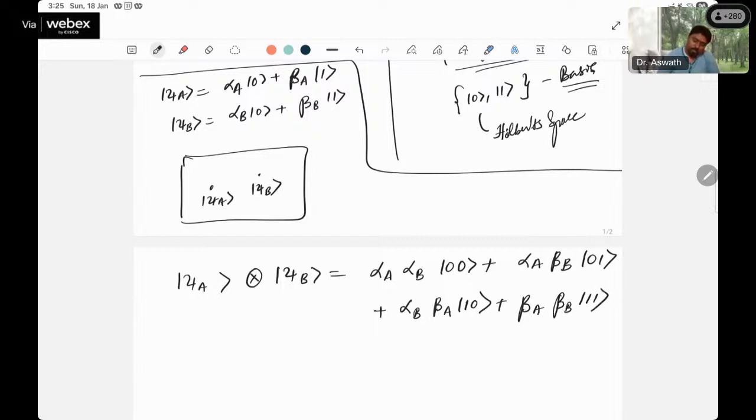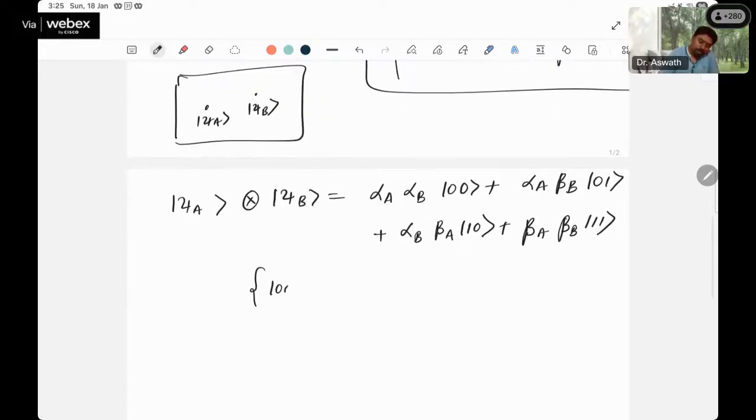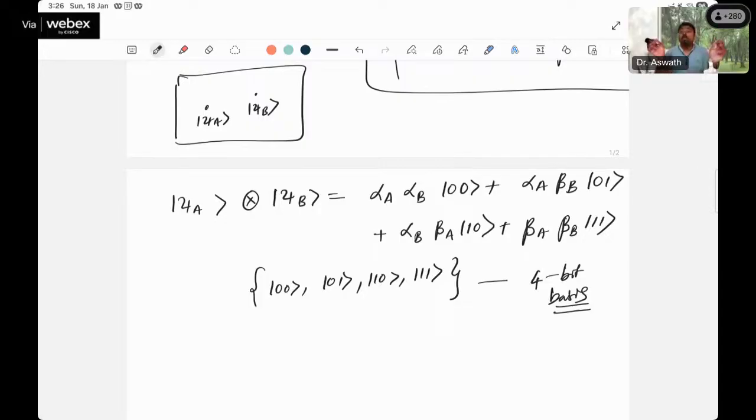This is 1, 1. 0 0 0 1 1 0 1 1. Okay, you see now I have a new basis defined as 0 1 1 0 1 1. This is a new basis. It's a 4-bit basis. So this is how a higher dimension is being constructed by bringing two single qubit systems. I can go on to expand the dimensions as much as I want.